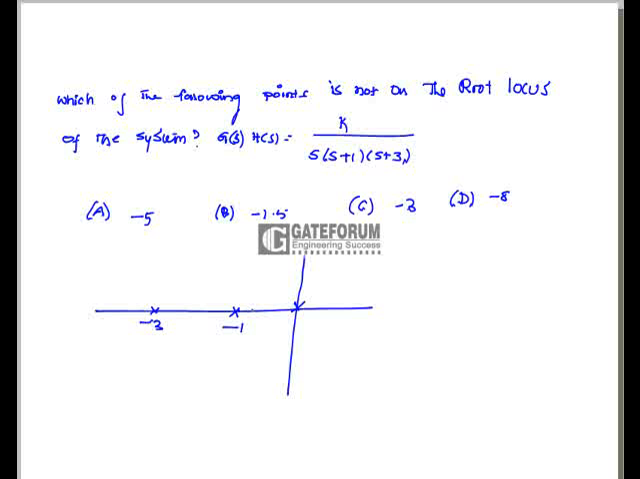To the right of that particular point, the number of poles and zeros is going to be odd. Suppose if we look from here, this portion is going to be in the root locus and this is going to be in the root locus. This portion is not going to be in the root locus, that is -1 to -3. So -1.5 is not going to be in the root locus, hence option B is correct.